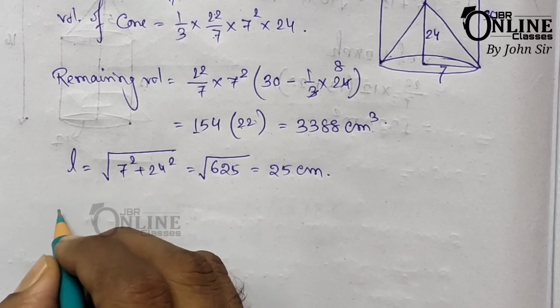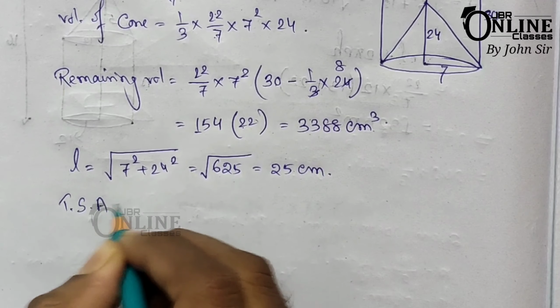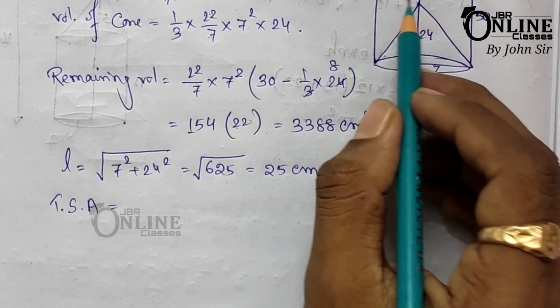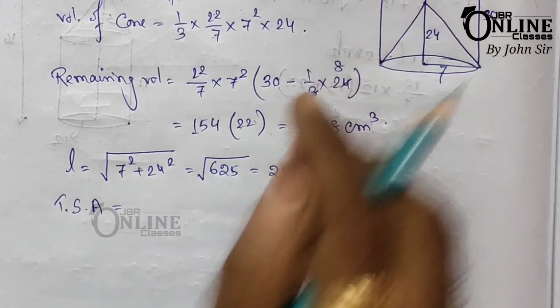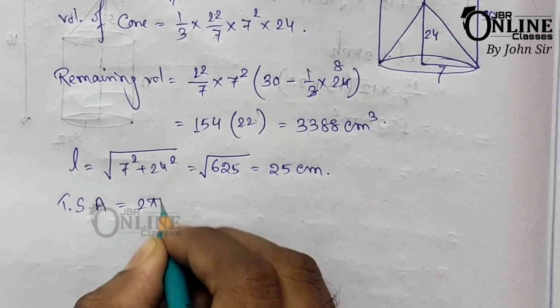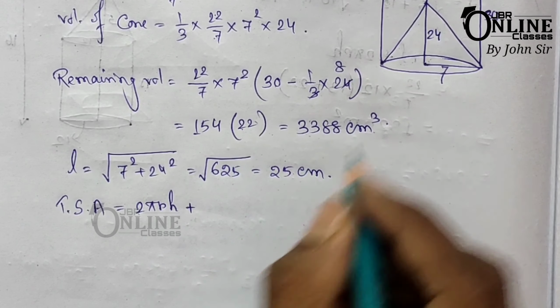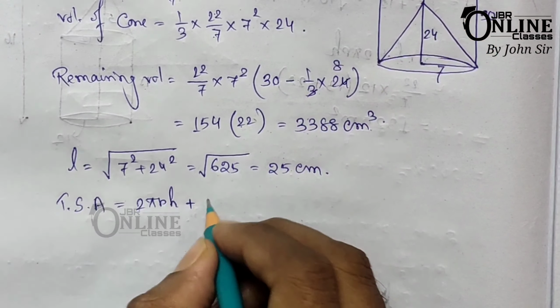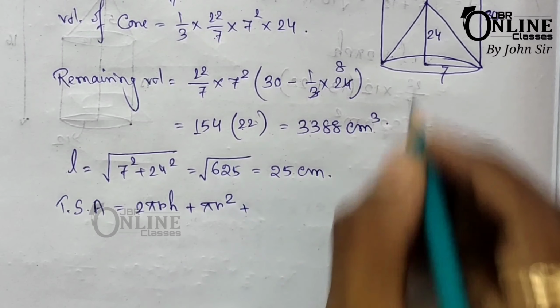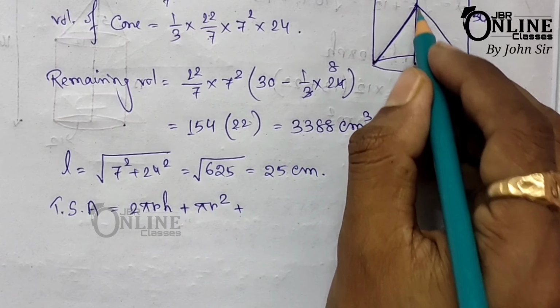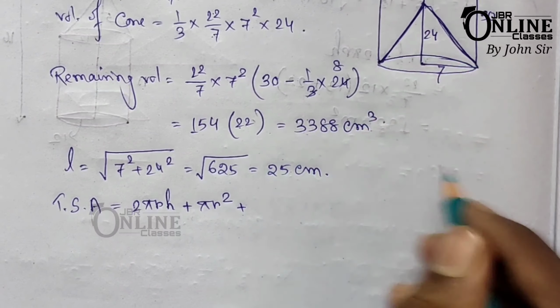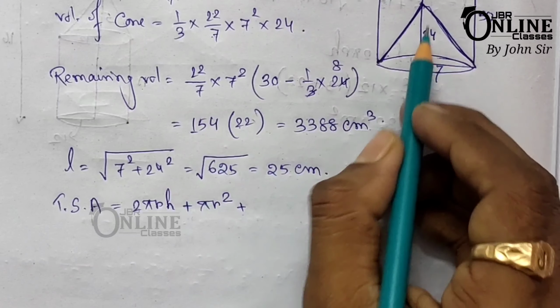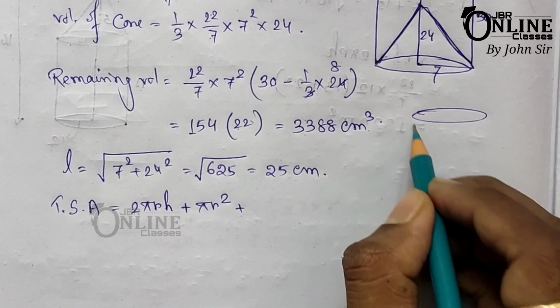Okay, so now the total surface area equals, first you have to find out the curved surface area of the cylinder, which is 2 pi r h, then the surface area of the upper circle, which is pi r square, and then the curved surface area of this portion. Okay, so now after cutting out this cone, the shape will be looking like this one.